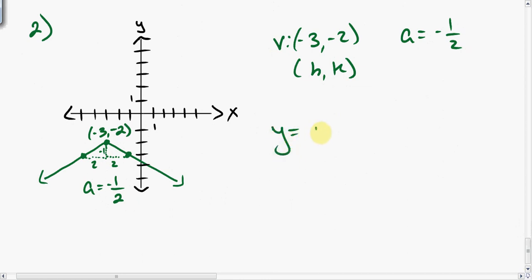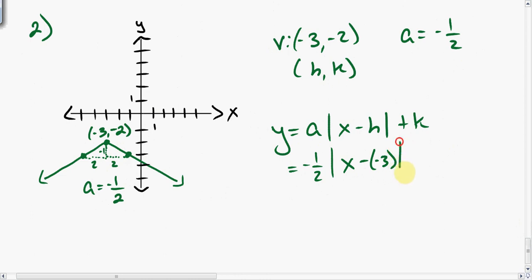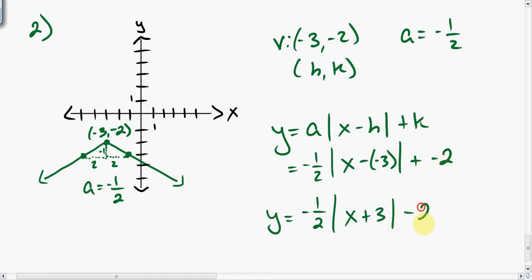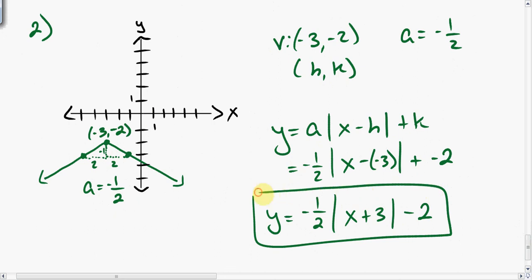So I've got the formula y equals a times the absolute value of x minus h plus k. I'm going to plug in my value of a, so that's negative 1/2, x minus negative 3, and then plus negative 2. So I've got y equals negative 1/2, and minus a negative becomes a positive, so it becomes x plus 3, plus a negative is the same thing as minus 2. So there's your formula. Y equals negative 1/2 times the absolute value of x plus 3, minus 2.